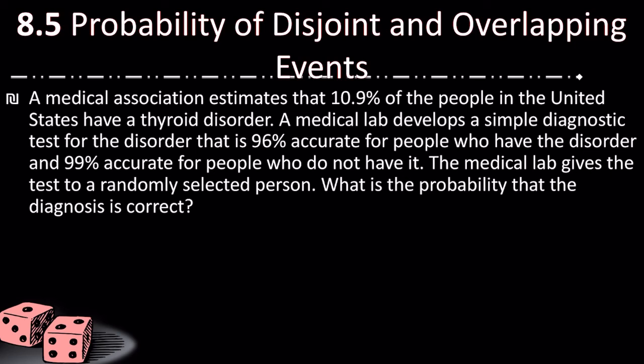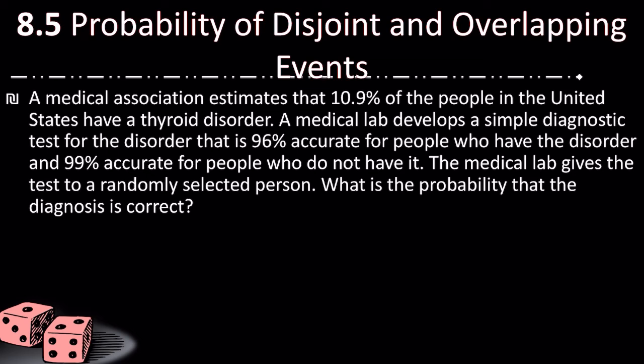All right, there's another type here which actually combines things. A medical association estimates that 10.9% of the people in the United States have a thyroid disorder. A medical lab develops a simple diagnostic test for the disorder that is 96% accurate for people who have the disorder and 99% accurate for people who do not have it. The medical lab gives the test randomly to a selected person. What is the probability that the diagnosis is correct?